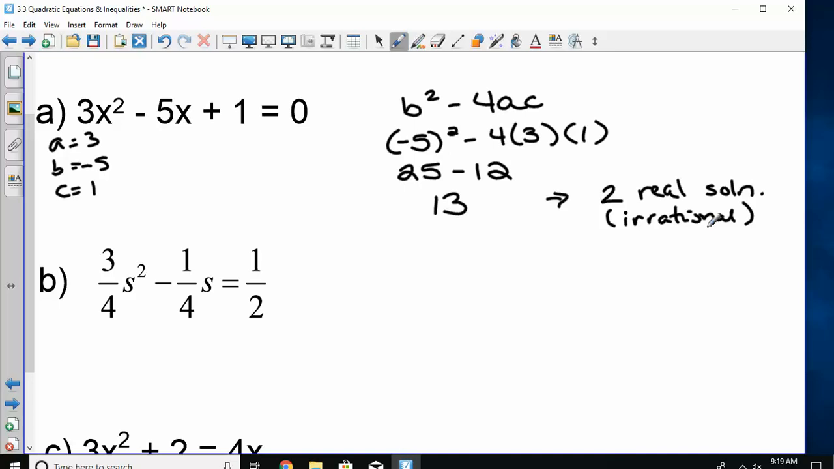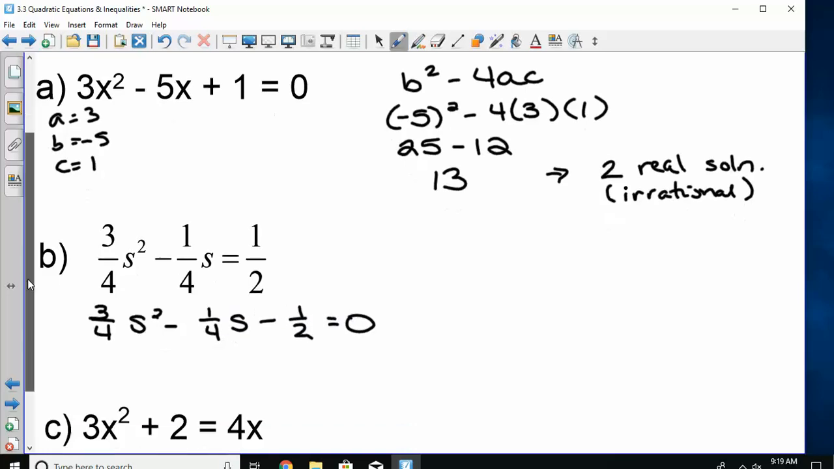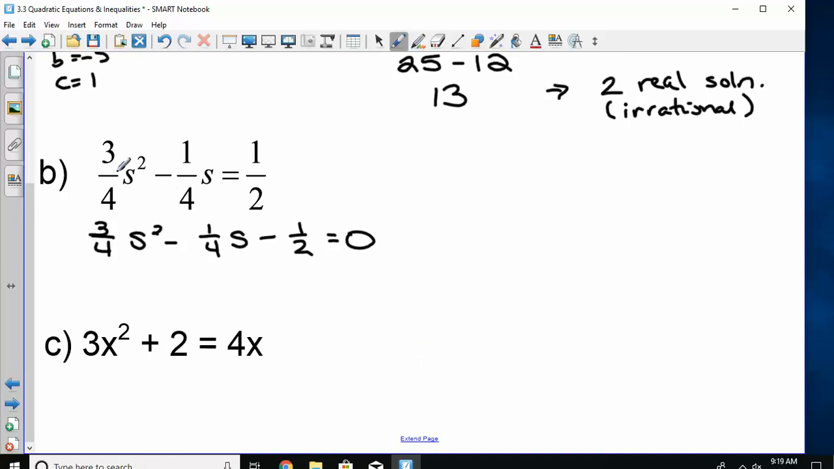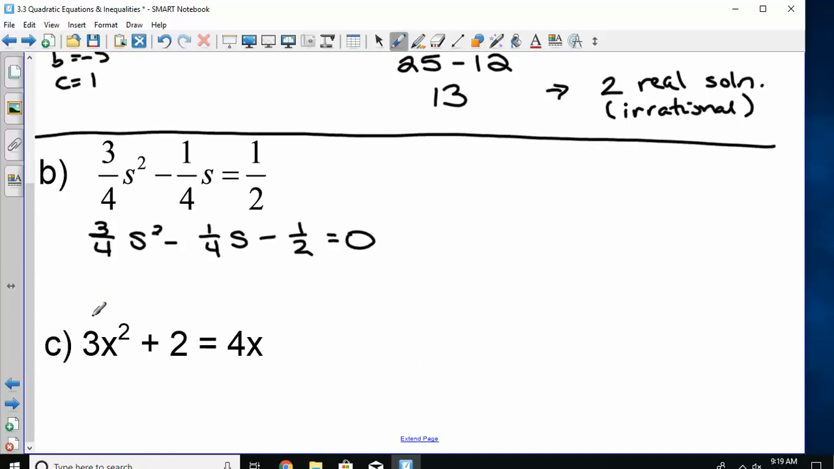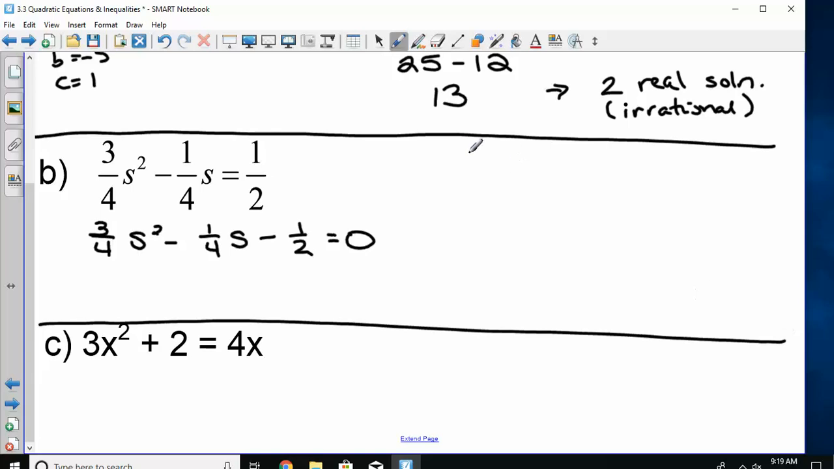Okay. Let's look at the next one. What would I have to do first here? Alright, subtract our 1. It doesn't matter that we have fractions. So we have 3/4 s squared minus 1/4 s minus 1/2 equals 0. So my discriminant, b squared minus 4ac. So my b is -1/4 squared minus 4 times a, which is 3/4, times c, which is -1/2.